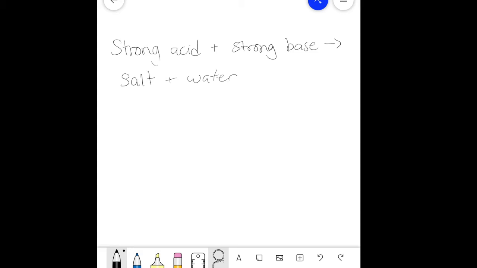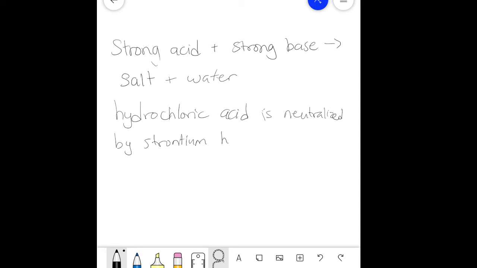But so these acid-base neutralizations, this is kind of what's happening. I think it's easier if I just do an example. So hydrochloric acid is neutralized by strontium hydroxide.